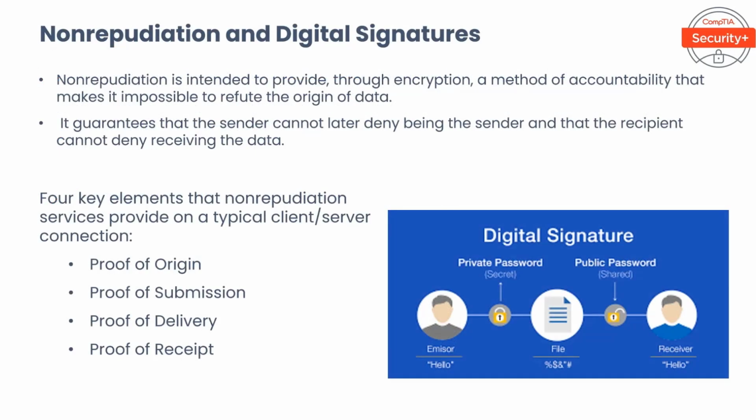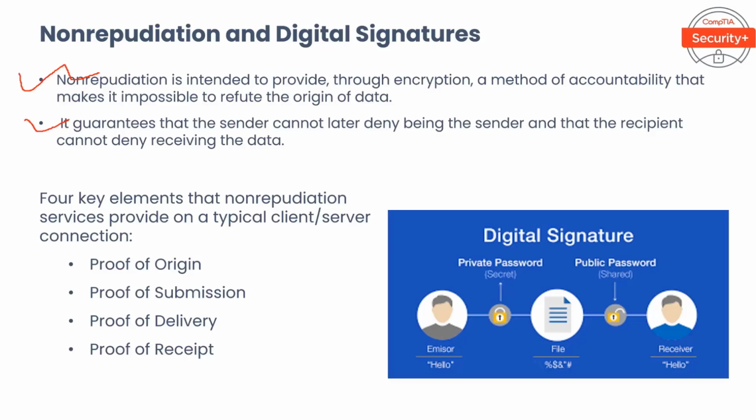Non-repudiation and signatures. Non-repudiation is intended to provide, for encryption, a method of accountability that makes it impossible to refute the origin of data. It guarantees that the sender cannot later deny being the sender and that the recipient cannot deny being the recipient. This definition, however, does not factor in the possible compromise of the workstation or system used to create the private key and encrypted digital signature.